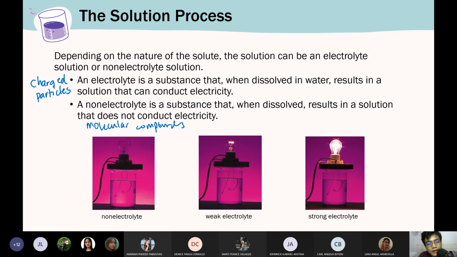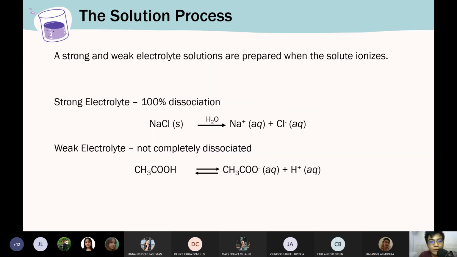Okay? So, what makes an electrolyte solution again? Kailangan you have a charged particle, no? And for a non-electrolyte solution, sila ay molecular lang. Okay? So, talking about electrolytes, there are two types of electrolyte systems, no? You have a strong electrolyte and a weak electrolyte. Kapag strong electrolyte, this is common for ionic compounds, no? Ionic compounds that dissolve completely, no? For example, sodium chloride, it will dissolve completely, okay? So, yan yung mga ionic compounds, strong electrolyte.